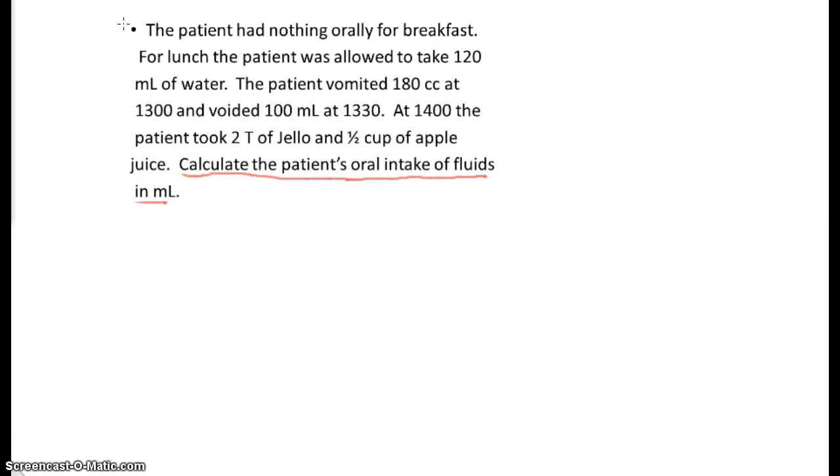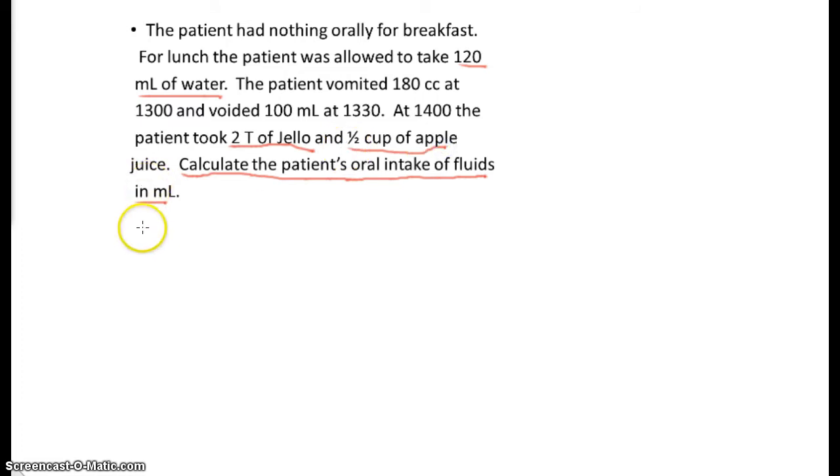So starting at the beginning, the patient had nothing orally for breakfast. For lunch, the patient was allowed to take 120 milliliters of water, so that's one of the items for intake. The patient vomited 180 cc's at 1300 hours and voided 100 milliliters at 1330 hours. At 1400 hours, the patient took 2 tablespoons of Jell-O. Since Jell-O is a liquid at room temperature, I need to include that. And a half cup of apple juice, another liquid.